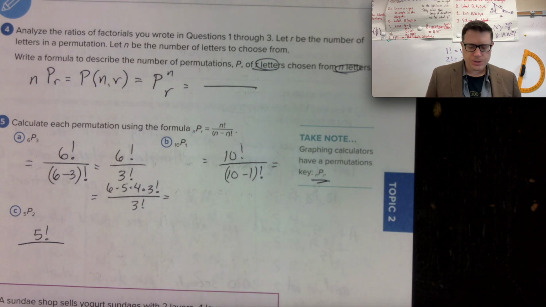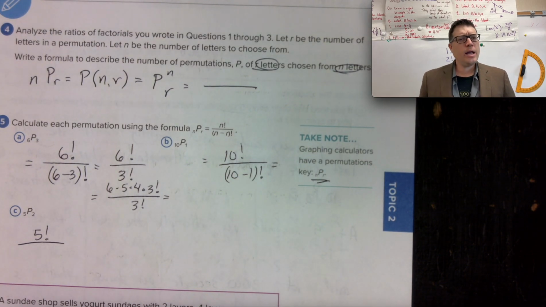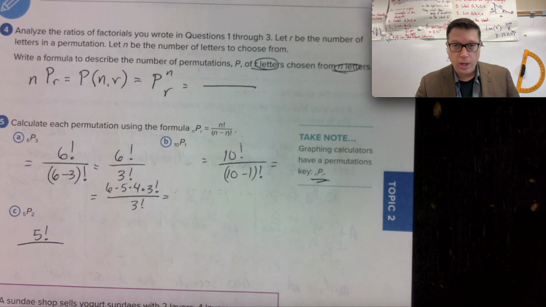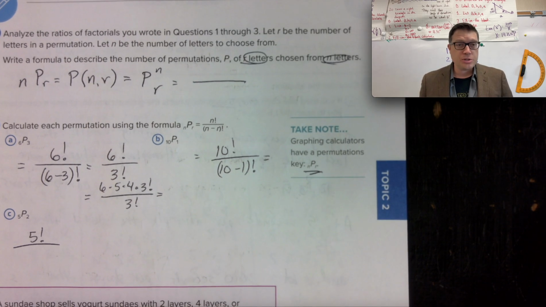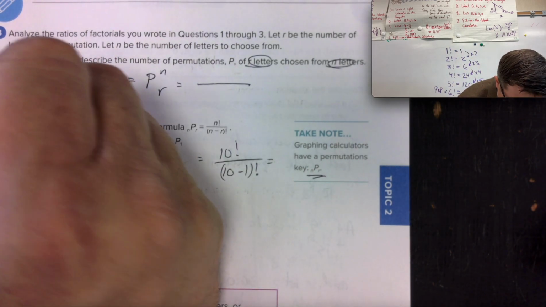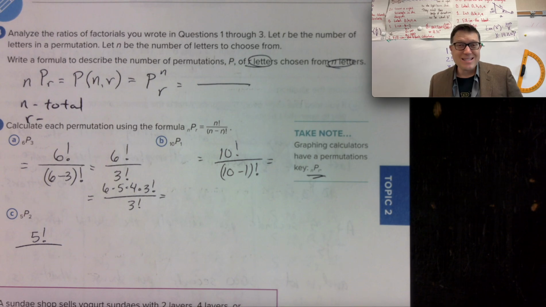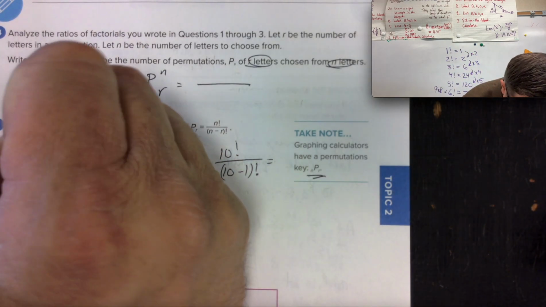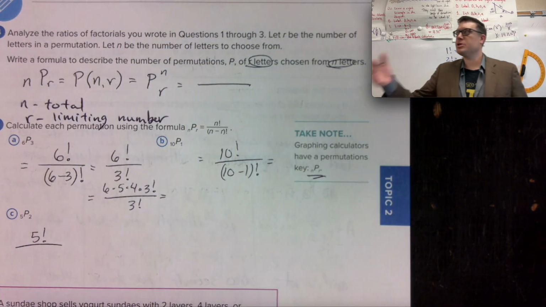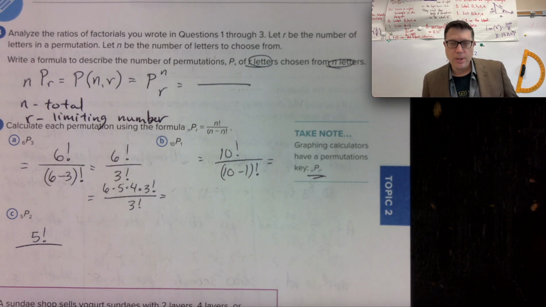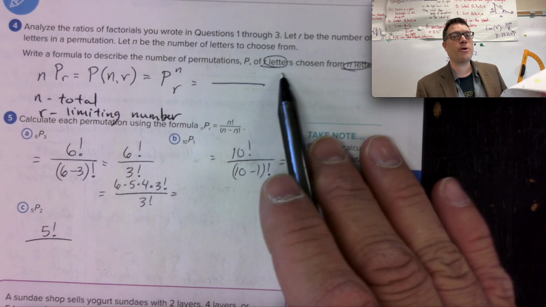We're talking about permutations. And I want to just, in answering question 4, come up with a formula. Analyze the ratios of factorials you wrote in questions 1 through 3, and let R be the number of letters in a permutation. Let N be the number of letters to choose from. So N is the total, and R is the limiting number of choices. Of the total, we want to make arrangements of 4, right? So write a formula to describe the number of permutations P of R letters chosen from N letters.